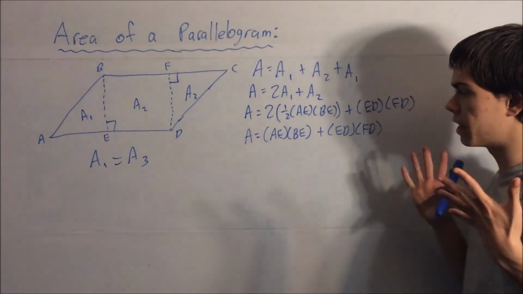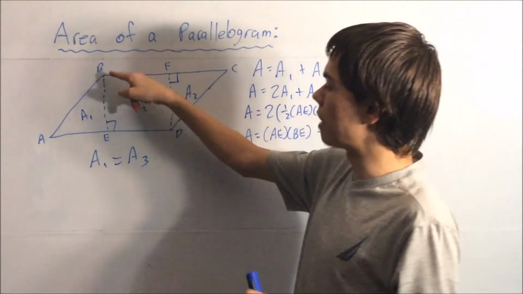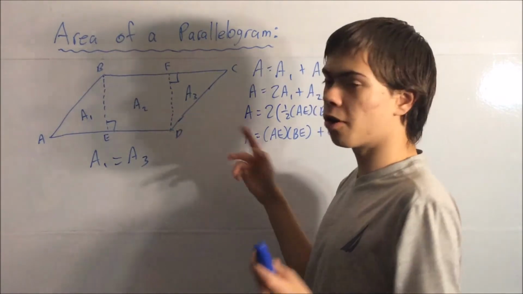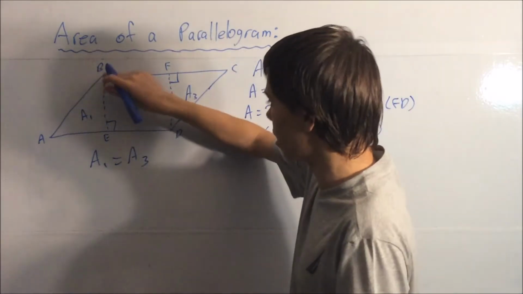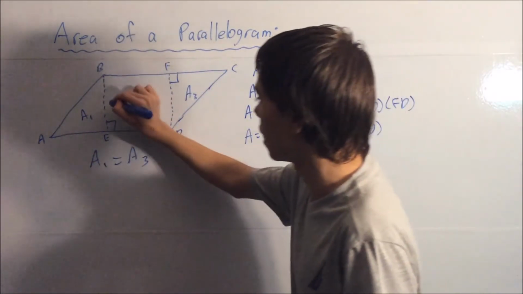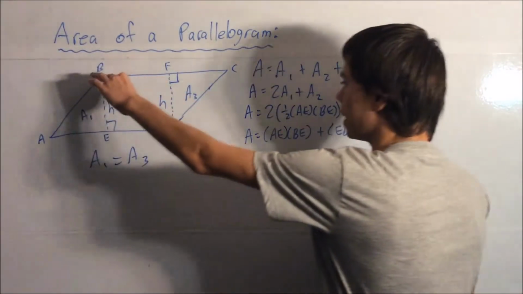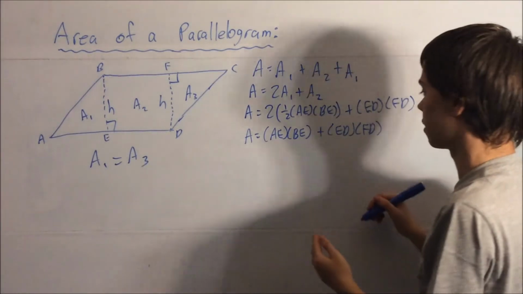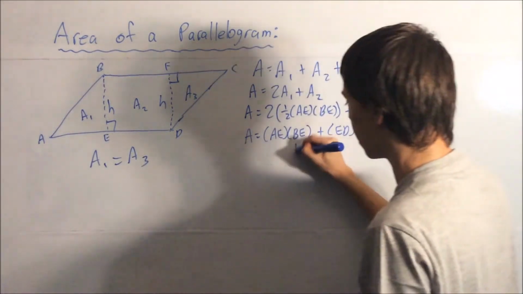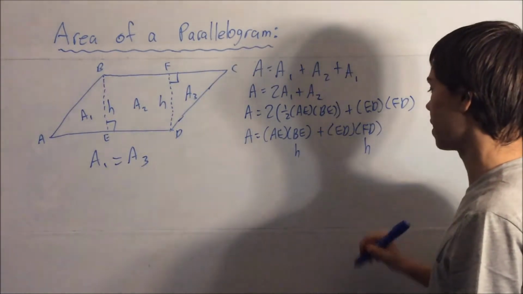Now here's the important thing to notice. We know that BE and FD are equal to each other, right? They're equal because they both represent the height of the parallelogram. So we're going to replace BE and FD with height. So BE is height, FD is height. So we're just replacing those with that.